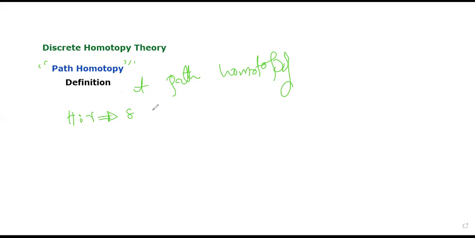So today our topic is Path Homotopy. The definition of a path homotopy: a path homotopy H is a map from gamma to sigma of length n, where n belongs to the natural numbers.